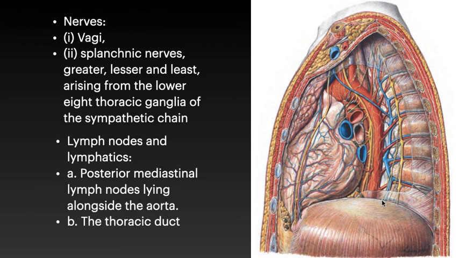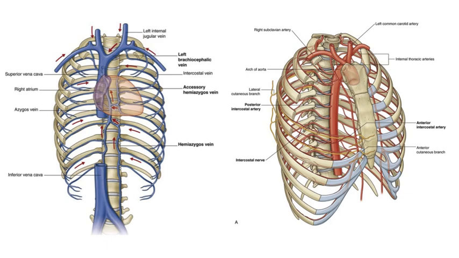Lymph nodes and lymphatics. Posterior mediastinal lymph nodes are lying alongside the aorta, and then also we have the thoracic duct here. So you can see over here the descending aorta, the azygous vein, the hemiazygous vein, and the accessory hemiazygous venous system. That is the content of the posterior mediastinum.